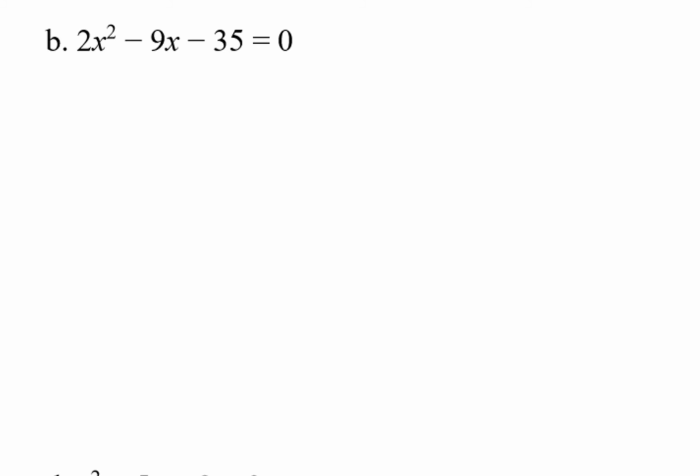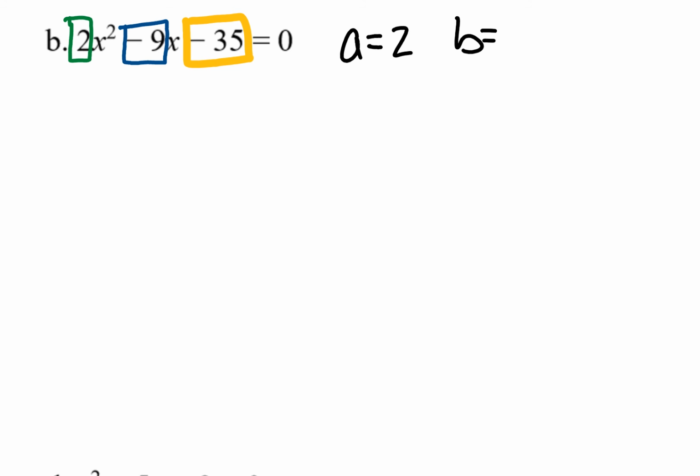So on B, the first step is to identify A, B, and C. We know that A is the coefficient of our quadratic term, or x squared. We know that B is the coefficient of x, so it's a -9. And C is my constant term right there. So I can see A, B, and C, and I'll write them down. A is just +2, B is -9, and C is -35.